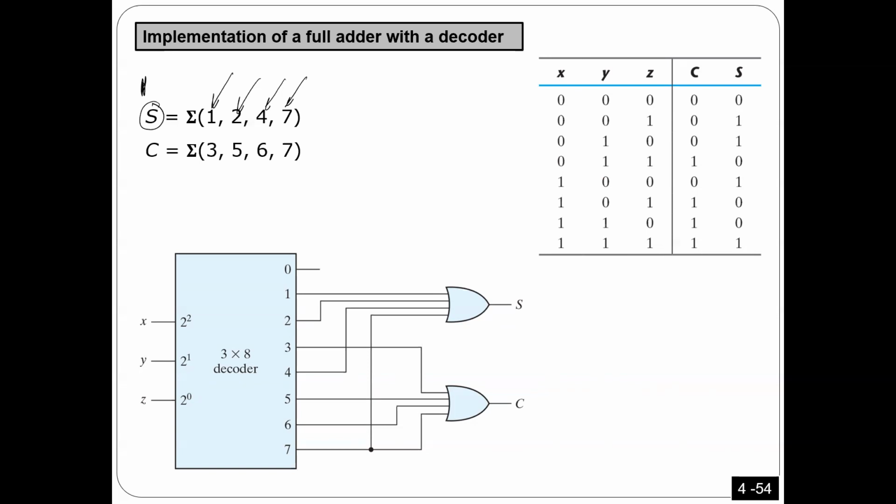So all I did, because I know this output number 1 is going to become 1 when the input is min term 1. Okay, so here I'm going to connect 1, 2, 4, 6. So here 1, 2, 4, 6. Sorry, 6. All of them are connected to this one. Okay, so that if any one of these min terms is 1, S is going to give me 1. Make sense?